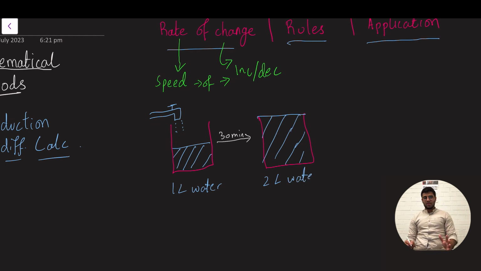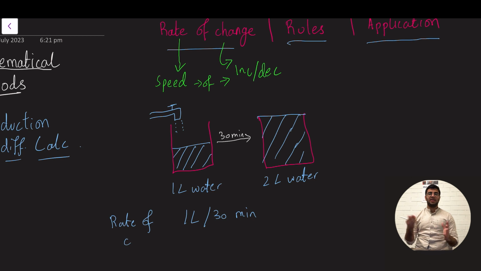Okay, now if we look at this, it's pretty clear that in 30 minutes, the water level has increased by 1 liter. So the speed at which the water is increasing is obviously 1 liter per 30 minutes. Okay, or you can say 2 liters per hour. Okay, therefore, the rate of change is also 1 liter per 30 minutes. Okay, because we just talked about it being the speed at which something increases. So the rate of change of the water is 1 liter per 30 minutes. Okay, simple.